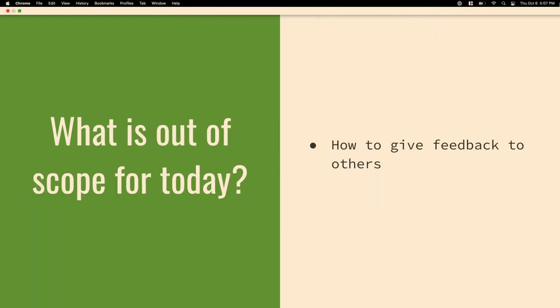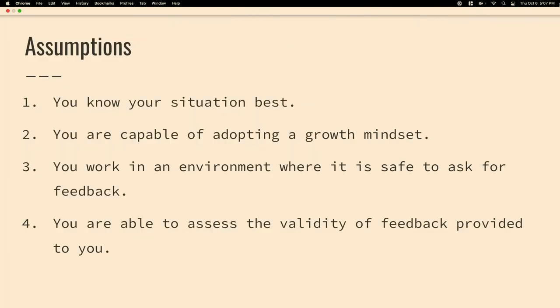What we're not going to talk about today is how to give feedback to other people. That is a completely separate conversation. And we're also not going to do any fake "give anybody some feedback" exercises, none of that. So I want to start off with some assumptions.